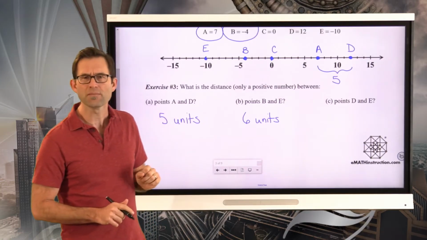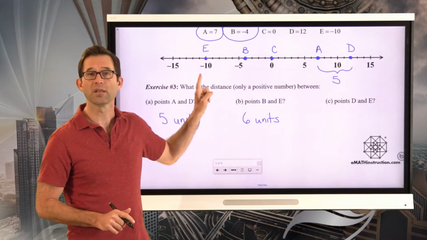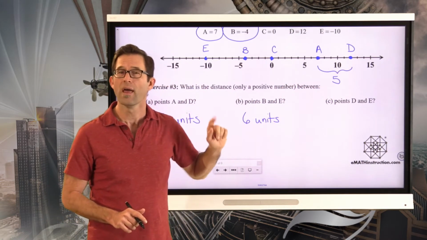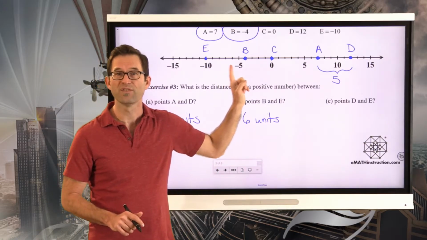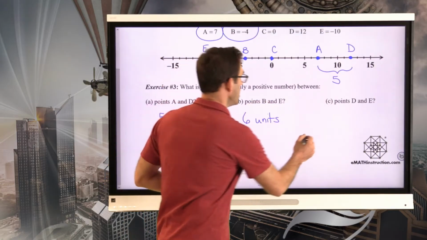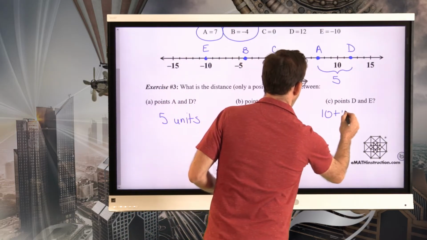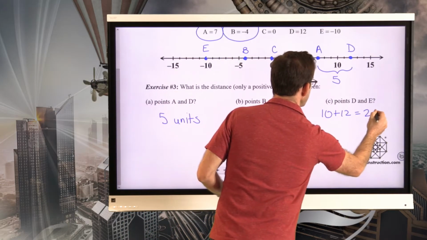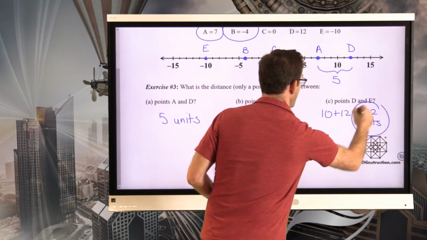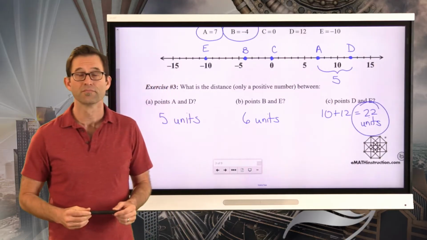Finally, D and E, that's maybe the most challenging one because we've got E sitting here at -10 and D is way over here at 12. Now, you could think of it as, well, I've got 10 units here, plus another 12 units there. So there's a distance of 22 units that separates the two. That's it.